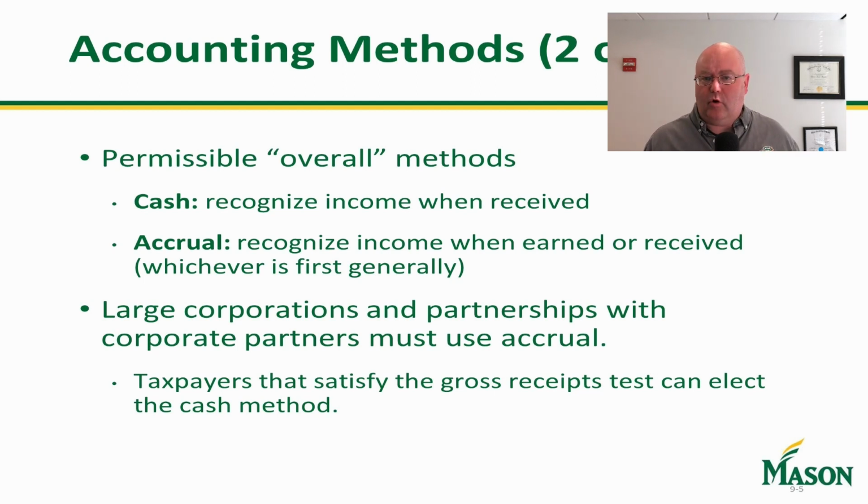All right, so then you have the permissible overall methods, again, cash and accrual. You can't do cash if you're a large taxpayer. And that gets back to that $29 million rule that I brought up in the other video. So you have to satisfy that gross receipts test in order to elect the cash method. Gross receipts have to be lower than $29 million.